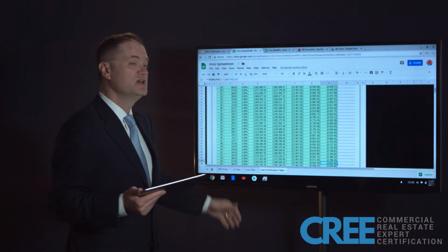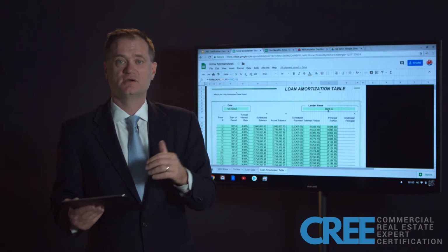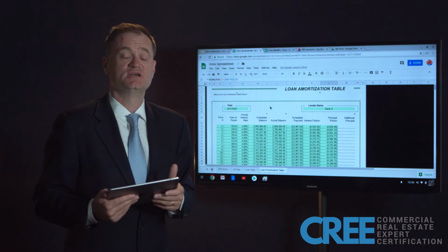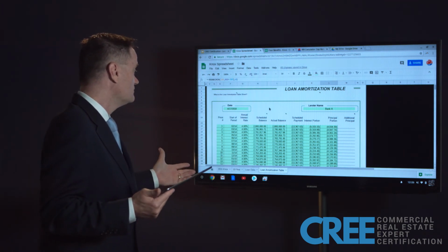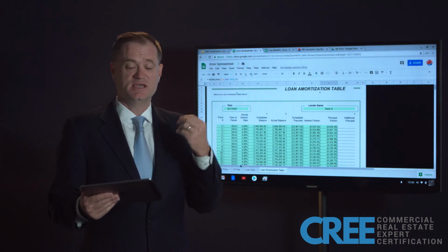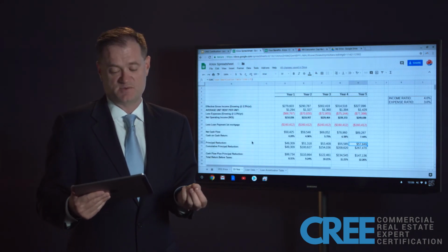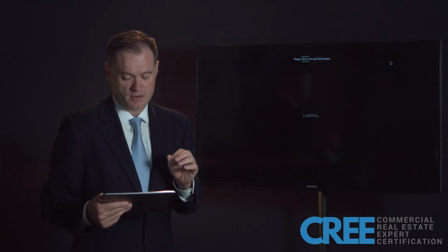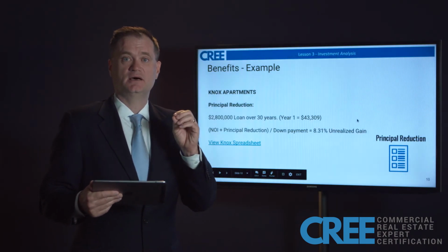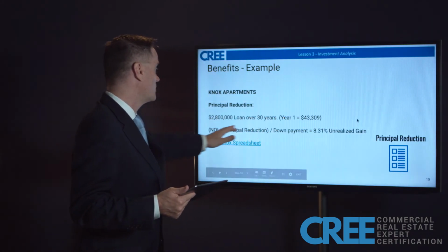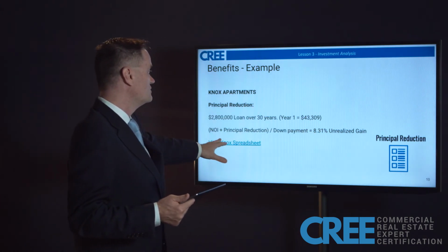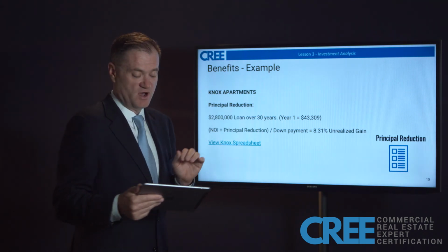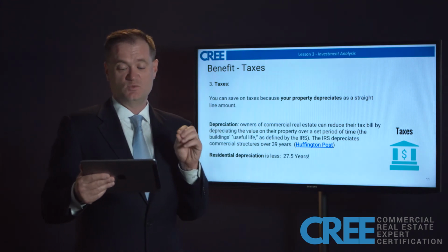And as you change this, if you go back and you change it to 25 years or 20 years or 30 years or whatever you want, it will automatically calculate your principal and interest and all the numbers for you. So very, very powerful. Principal reduction is, again, our number 2 benefit to owning investment real estate. So as we head back to our main slides here, we viewed the spreadsheet, and we know exactly what the principal reduction is. So we'll move on to the next benefit, which is the third benefit, which is taxes.